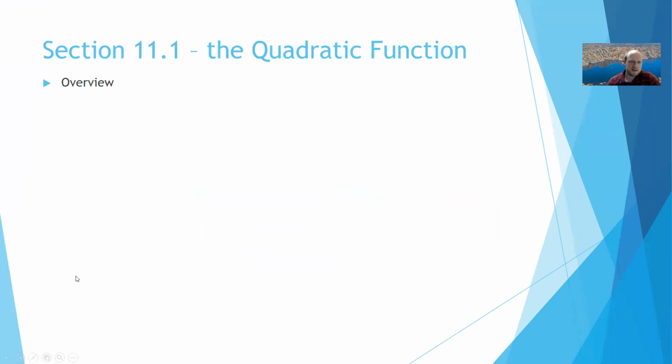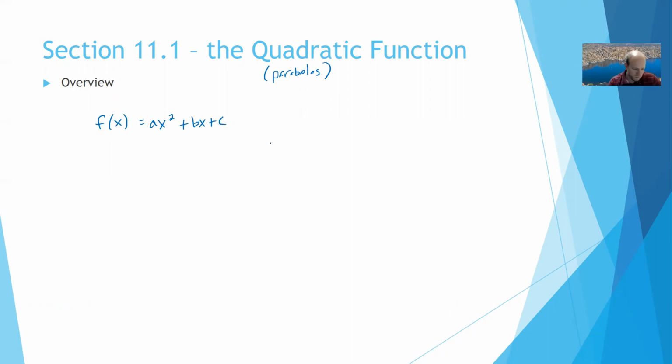So section 11.1, the quadratic function. This is when we introduced the quadratic function. By the way, quadratics are also known as parabolas, so remember that. The quadratic function is f of x equals, and this is the standard form, ax squared plus bx plus c.